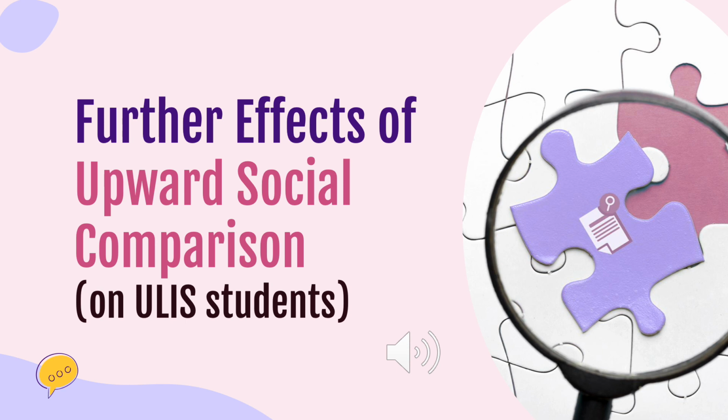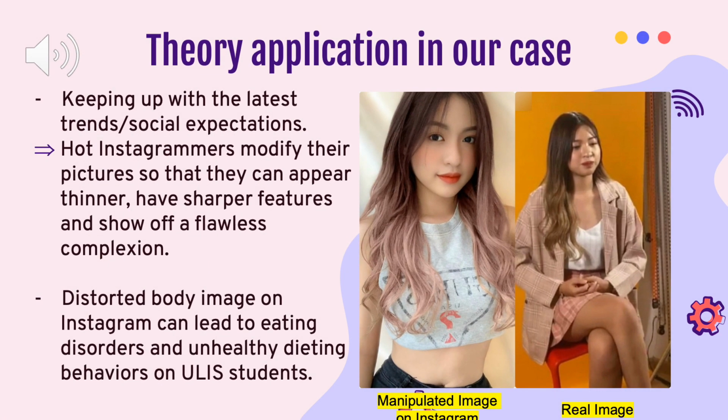And now let's move on. Upward social comparison on ULIS students also has further effects that we need to discuss. Keeping up with the latest trends and having a certain aesthetic have become social expectations. Hot Instagrammers who are not satisfied with the way they look feel pressure to modify their pictures so that they can appear thinner, have sharper features, and show off a flawless complexion. They edit themselves to attract more followers and boost their reputation.